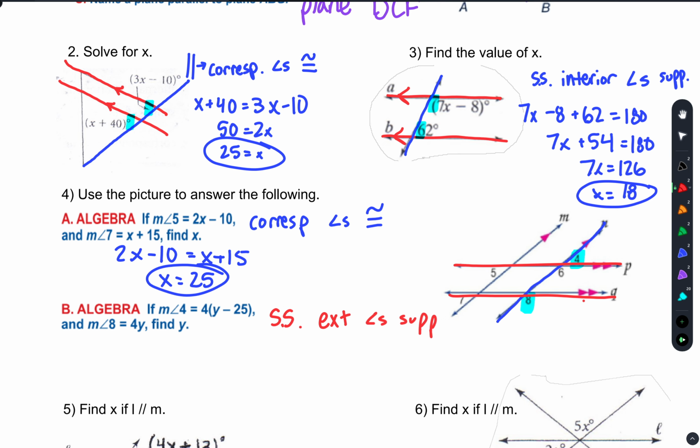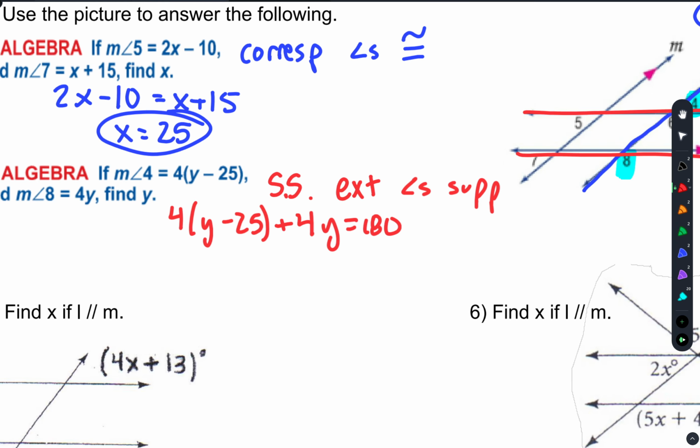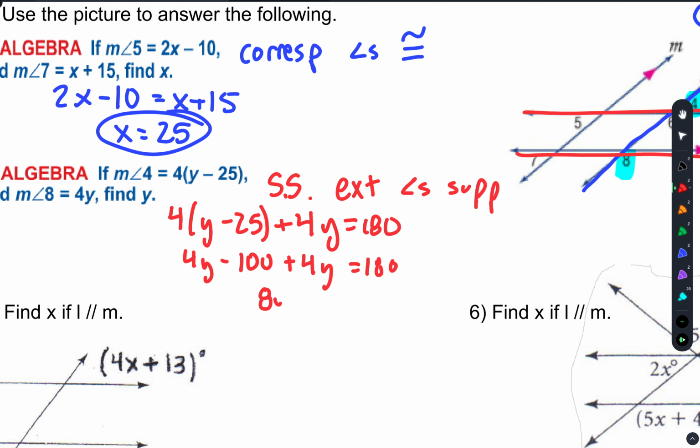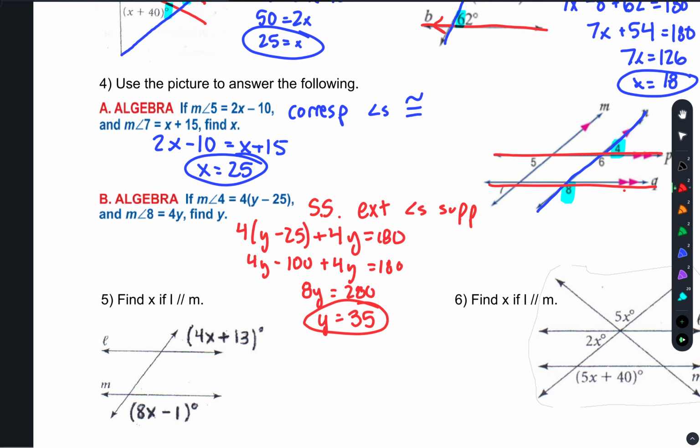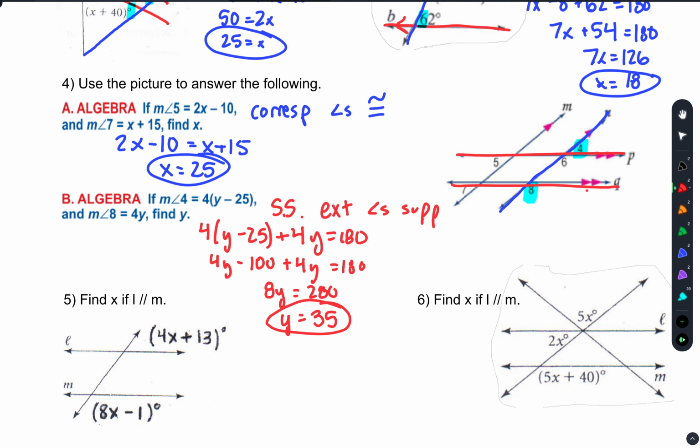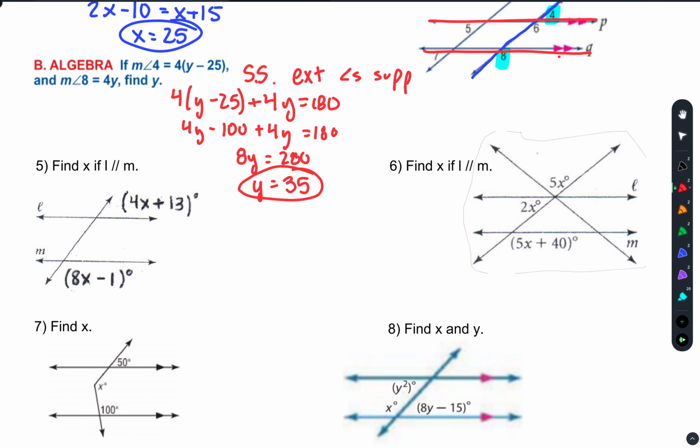So let's add them together. 4 times y minus 25 plus 4y equals 180. This is 4y minus 100 plus 4y equals 180. 8y equals 280, or y equals, I believe this is 35. Oops. Any questions on this? Are we okay if I do a little bit of skipping around? You'll get good practice on this.